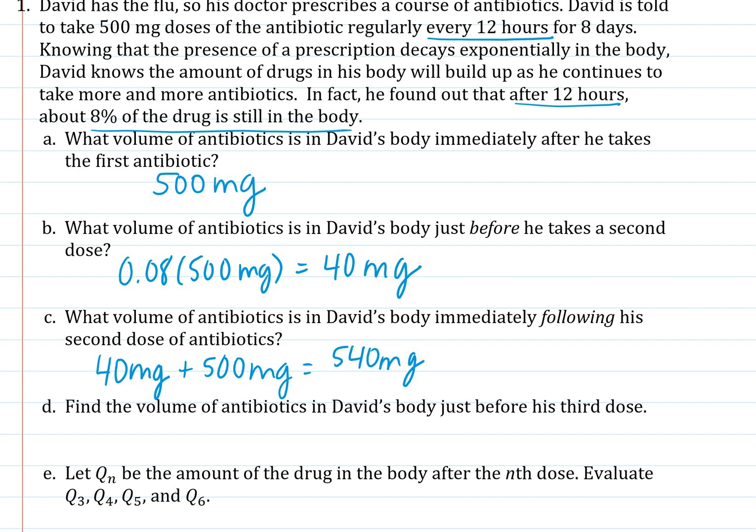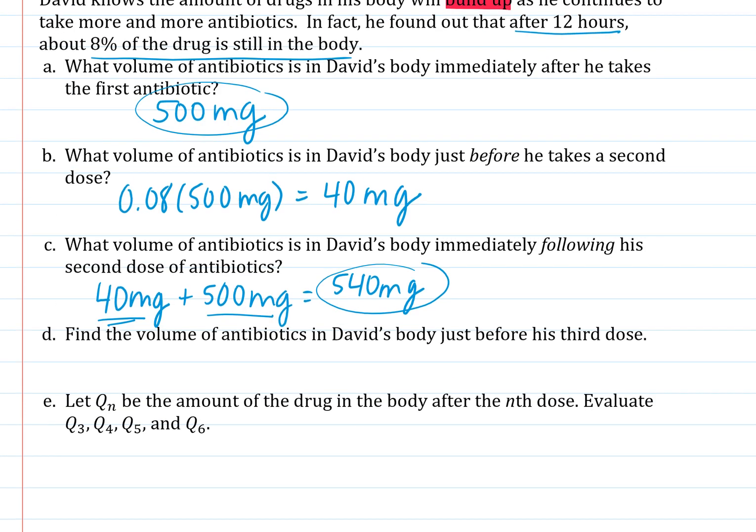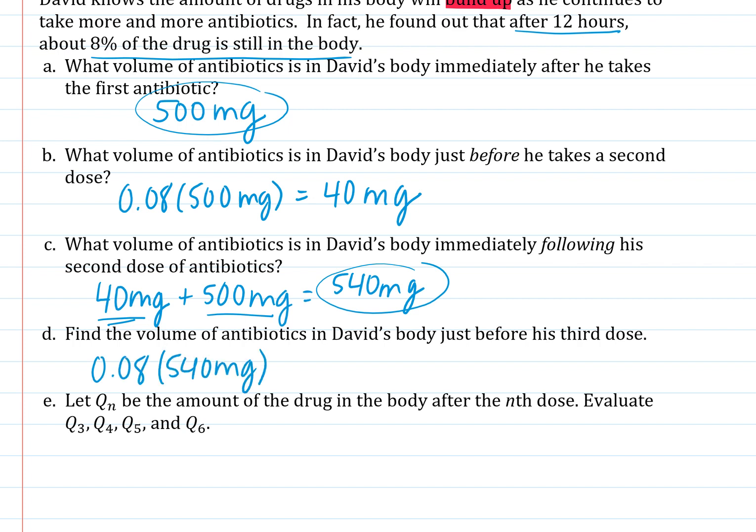This is what he means by the buildup: he still has some of the original drug dose left, and then he's taking more, so he now has more in his body than he did after the first dose alone. Okay, so just before the third dose, for example, now he's got 8% of the 540 milligrams. That was what was in his body right after his second dose.